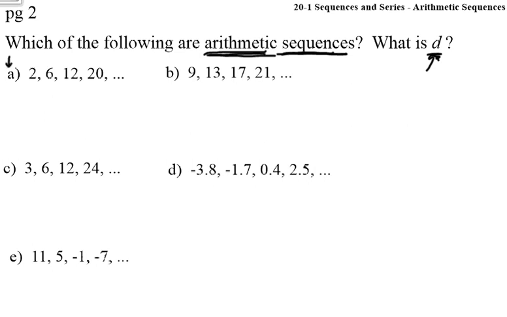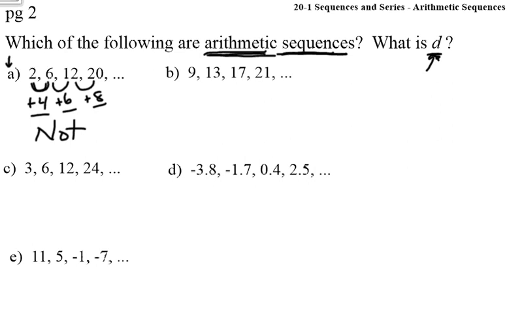So in A, 2, 6, 12, 20, ... Is that an arithmetic sequence? Well, it's only a sequence if we have a common value going from term to term. 2 to 6 is plus 4, 6 to 12 is plus 6, 12 to 20 is plus 8. These are not the same. So this is not an arithmetic sequence.